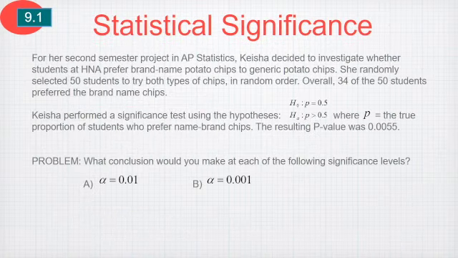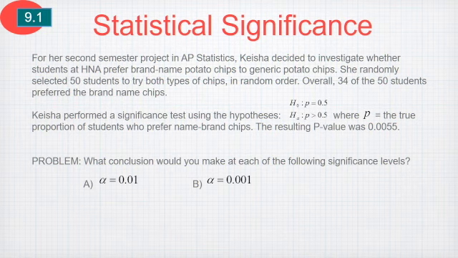Okay, here's an example. For her second semester project in AP Stats, Keisha decided to investigate whether students at H&A prefer brand name chips to generic potato chips. She randomly selected 50 students to try both types of chips in random order. Overall, 34 of the 50 students preferred the brand name chips. Keisha performed a significance test using the hypotheses. Her null was p equals 0.5, meaning it's a 50-50 shot, so they don't actually have a preference. That's the null hypothesis, and the alternate is p is greater than 0.5.